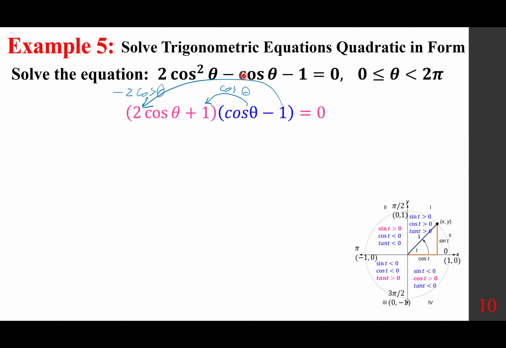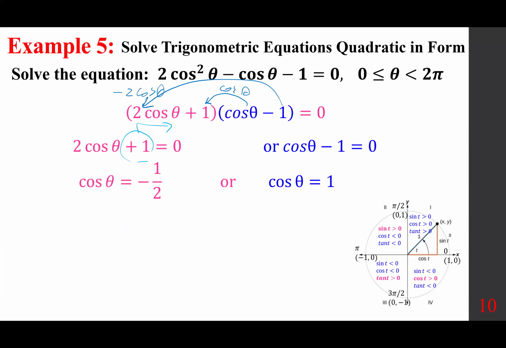Okay, that's how we check factoring. So having said that, we set this one equal to 0, we set this one equal to 0, and so on. This one, obviously, you move the 1 and it becomes negative 1 divided by 2, and the other one you also move the 1.